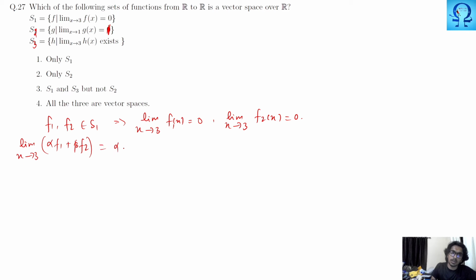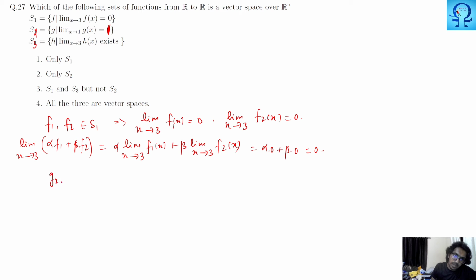So this is nothing but alpha times the limit as x approaches 3 of f1(x) plus beta times the limit as x approaches 3 of f2(x). This one I am able to do by knowing the properties of a limit. So this is nothing but alpha times 0 plus beta times 0, which is 0.